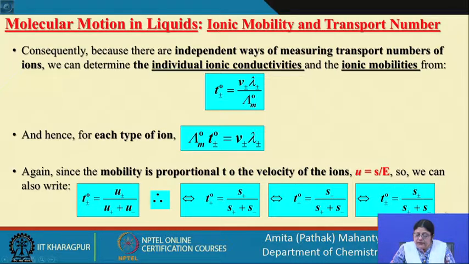So, we can say that the transport number of an ion is nothing but the ratio of the speed of a particular type of ion divided by the speed of the cation and anion present in the system. So, these are the various expressions which we have got to relate the transport numbers of a particular type of ion with the ionic mobility, with the speed of the ions, and in terms of the ionic conductivities.